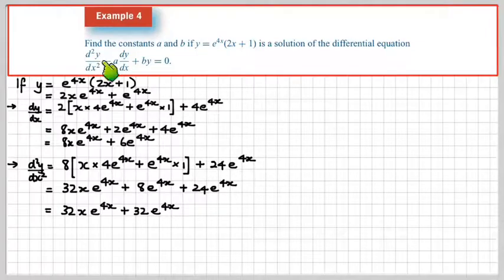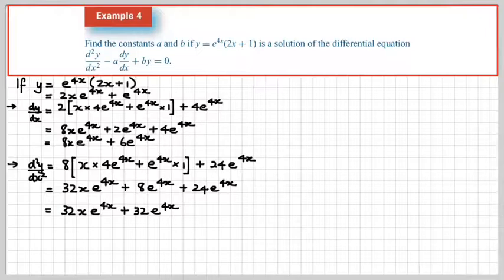Now, we're going to plug it into here. That's the second derivative there. The a times the first derivative, that's the first derivative, plus b times y, where y is that. And we've got to make that equal to 0, and hence, solve it for a and b such that it is equal to 0, right?